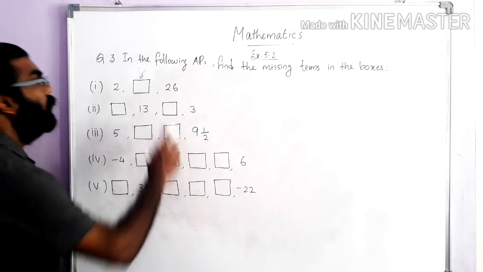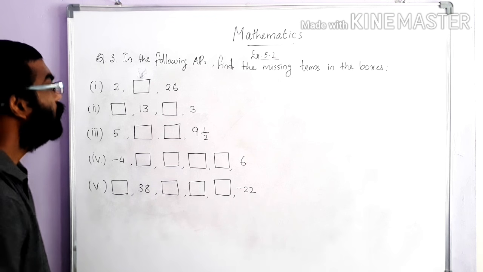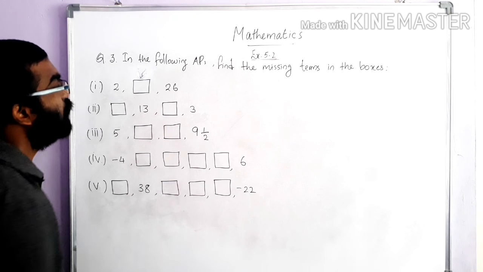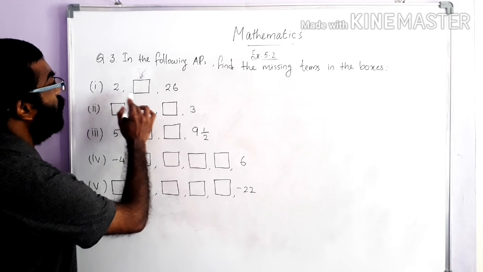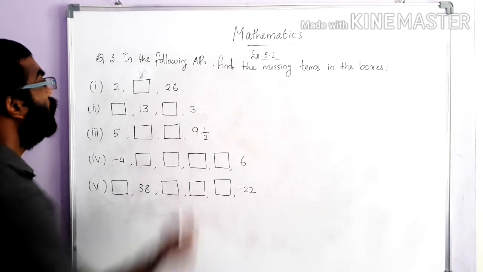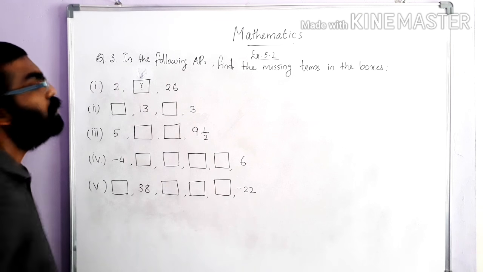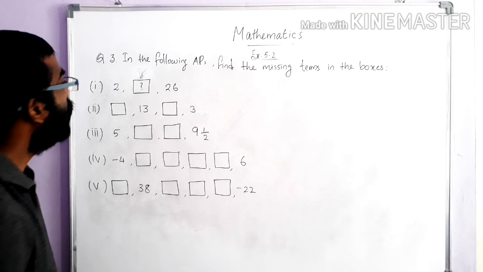Here the question is, in the following APs find the missing terms in the boxes. Here we have to find the missing terms. So in the first question, 2, comma, a box is given, comma, 26. Here a term is missing that we have to find out. Before that, I have to tell one important thing.